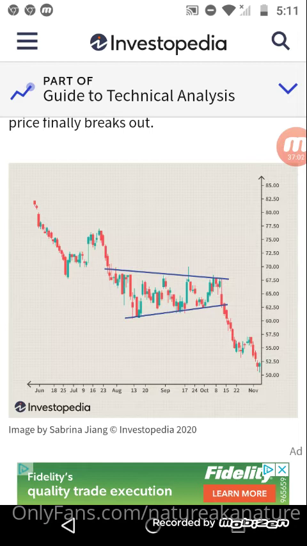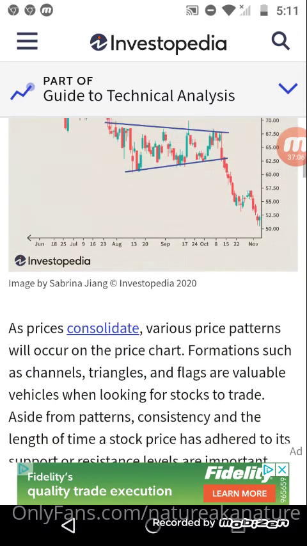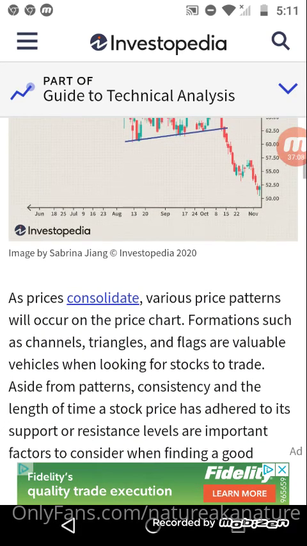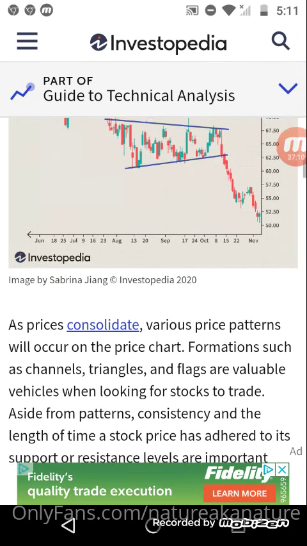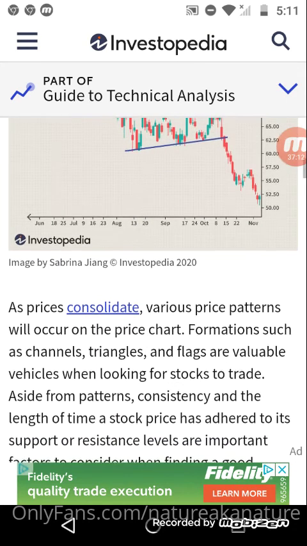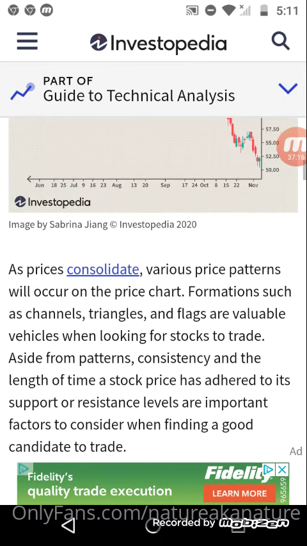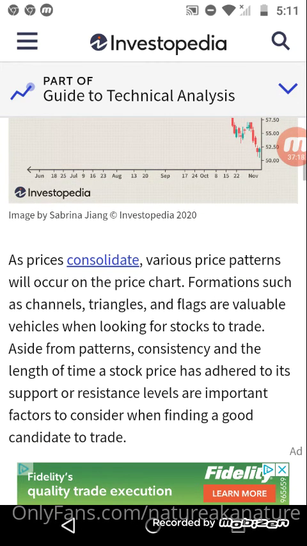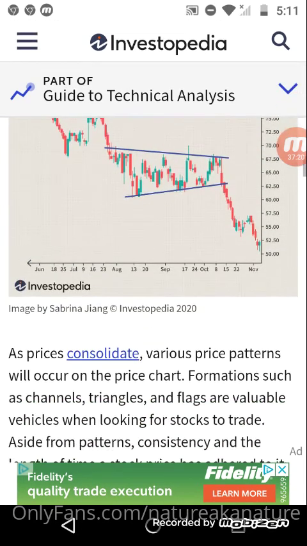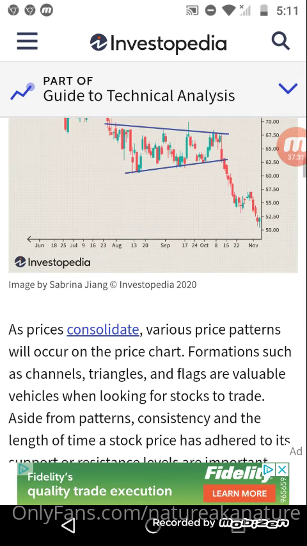So aside from the pattern, the consistency and the length of time the price has touched the support and resistance levels is an important factor to consider when finding a good candidate to trade. Once you've found an instrument to trade, it is time to plan the trade. The easiest consideration is the entry point. Entry points are fairly black and white when it comes to establishing positions on a breakout.